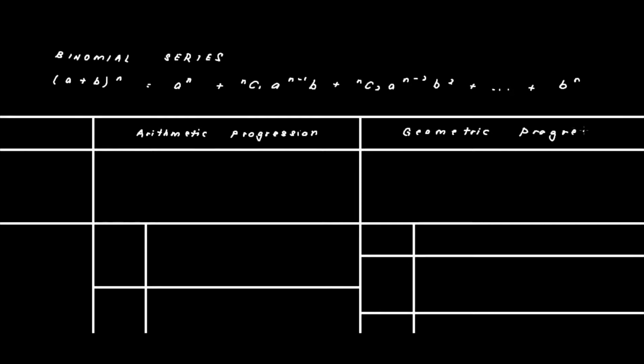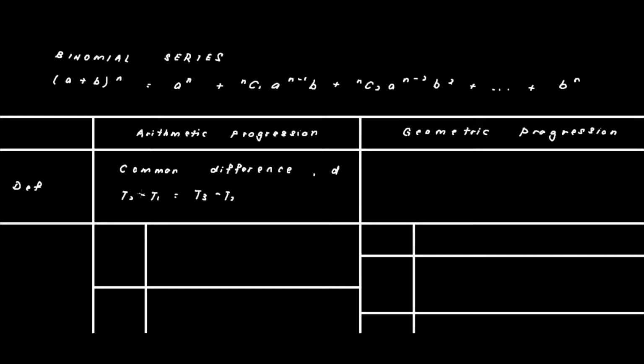Let's try to introduce this with a simple definition first. What is an arithmetic progression? It's a progression that has a common difference. If you can recall, a common difference means the difference between all the terms is the same constant. Meaning T2 minus T1 will be equal to T3 minus T2, where T here means the term.